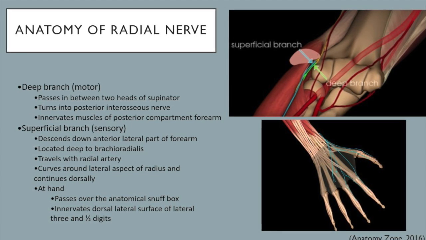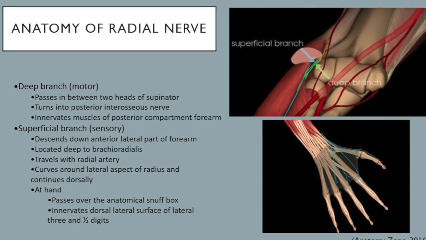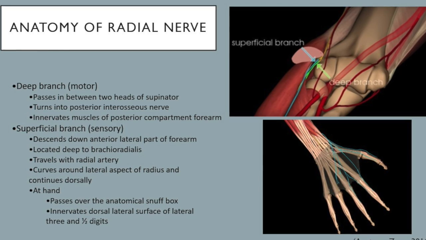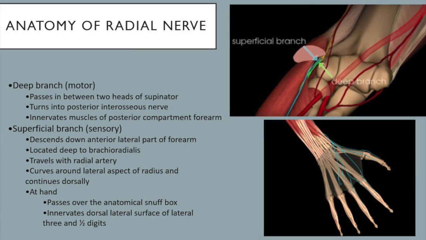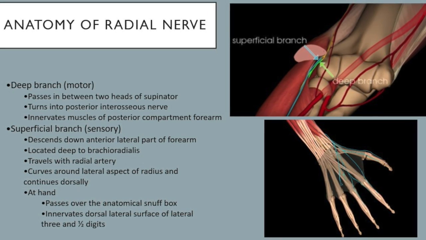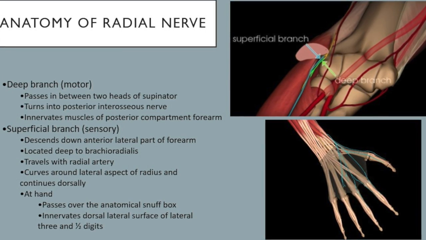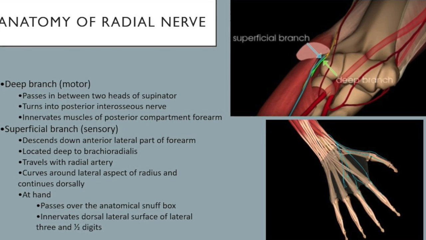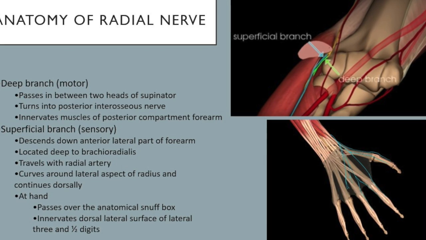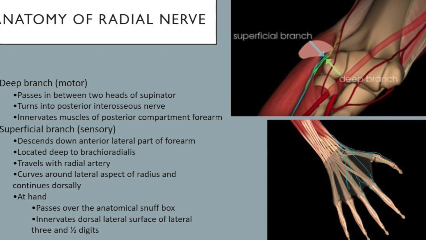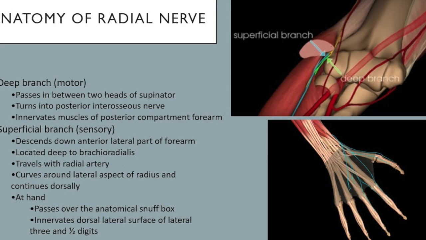And then we have the superficial branch that's more sensory oriented, and that descends down the anterior lateral part of the forearm. It's located deep to the brachioradialis. It travels with the radial artery, and then it curves around the lateral aspect of the radius and continues dorsally. Finally, at the hand, it passes over the anatomical snuffbox, and it innervates the dorsal lateral surface of the lateral 3.5 digits.